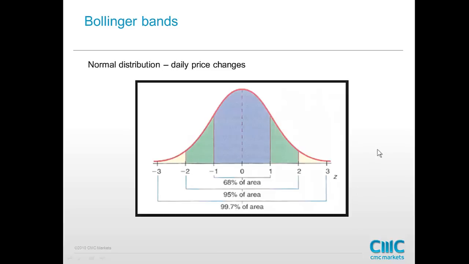And what this graph is showing us is that most of the time the daily price change is around average, and occasionally we get extreme moves either up or down that occur much less frequently. And the principle of Bollinger Bands is when we're out in these extreme areas of the price change distribution curve, we're likely to get a move back towards the average price.